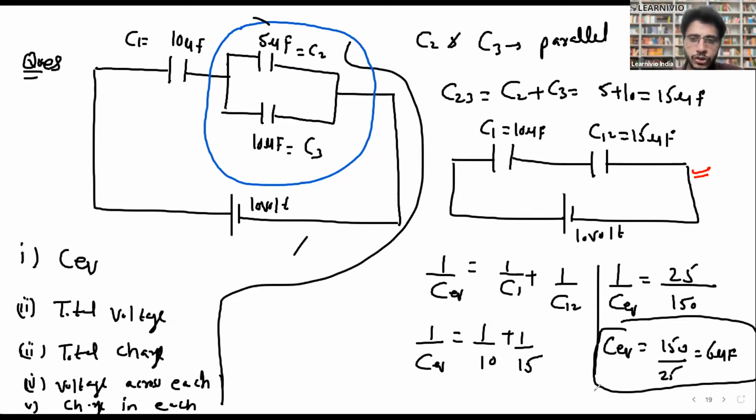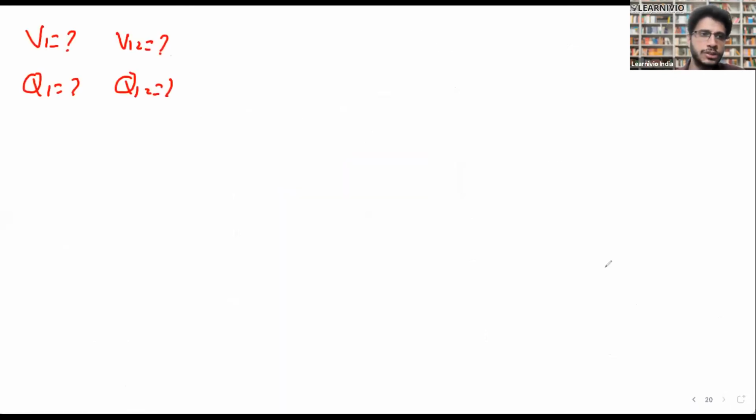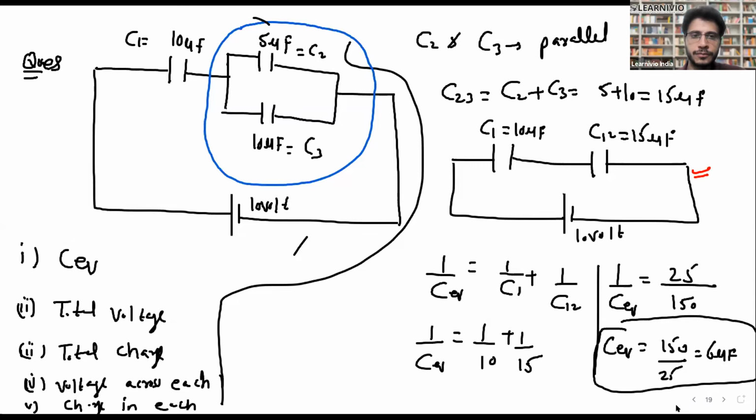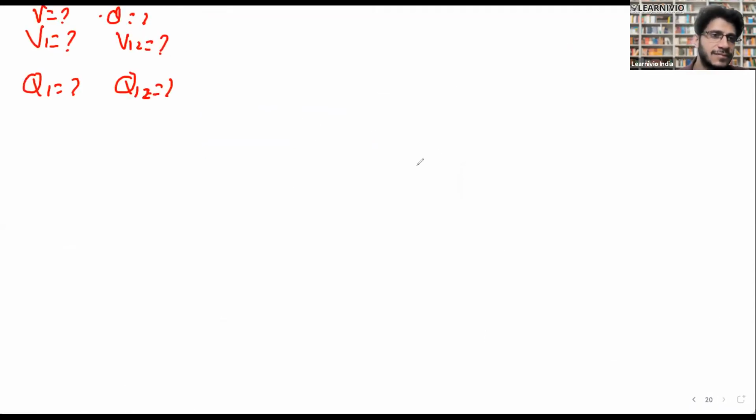Okay, I'm saying first note it down and then tell me how much is V1, how much is V12, how much is Q1, and how much is Q12. What is the total voltage and what is the total charge? Calculate. Yes, Abdullah. It should be V23, right? Oh, sorry. Yes, it's V2.